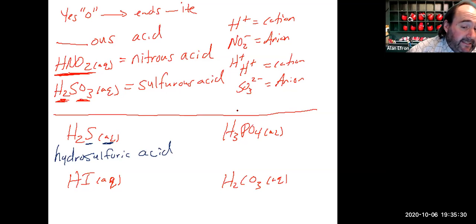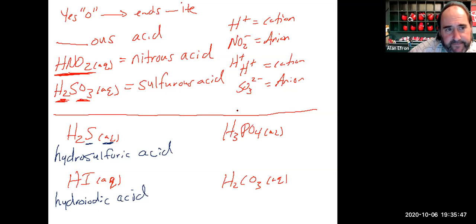Looking at the second one here, HI, also no oxygen involved. So we're going to go with the hydro as well. So this is going to be hydroiodic acid. Any questions on those first two? No oxygen involved. Both start with hydro, both end with ic, and obviously both have the acid part.